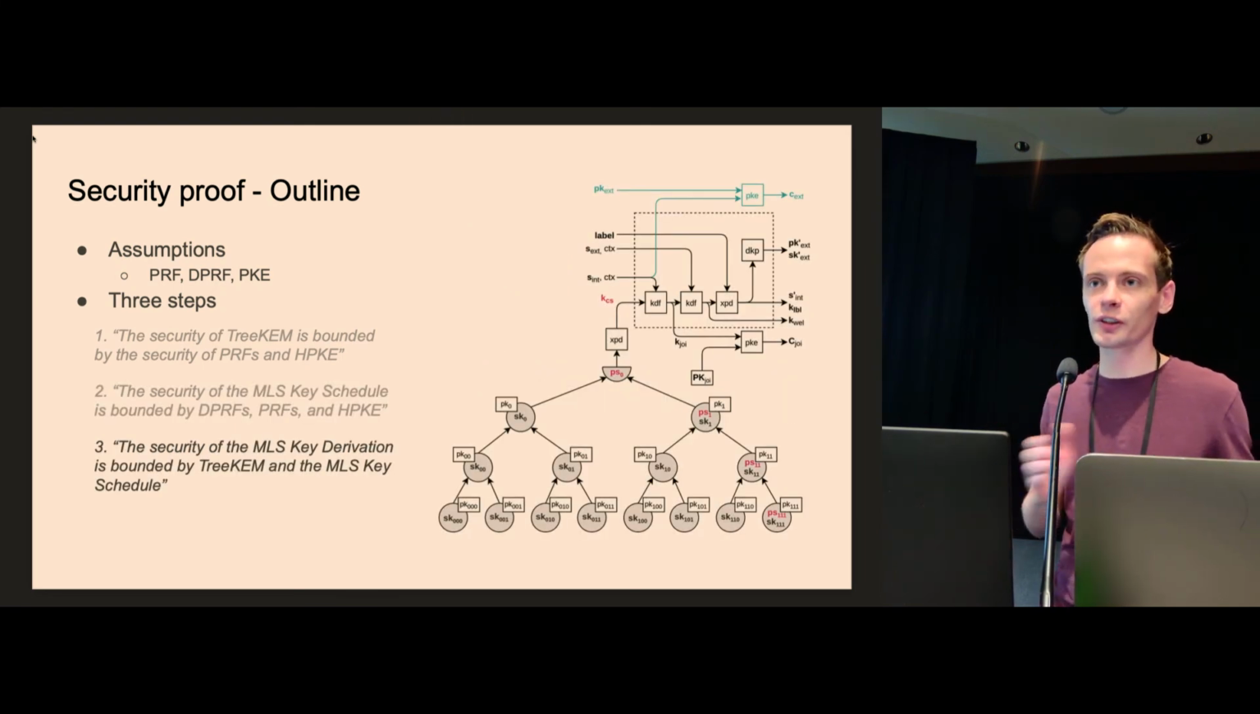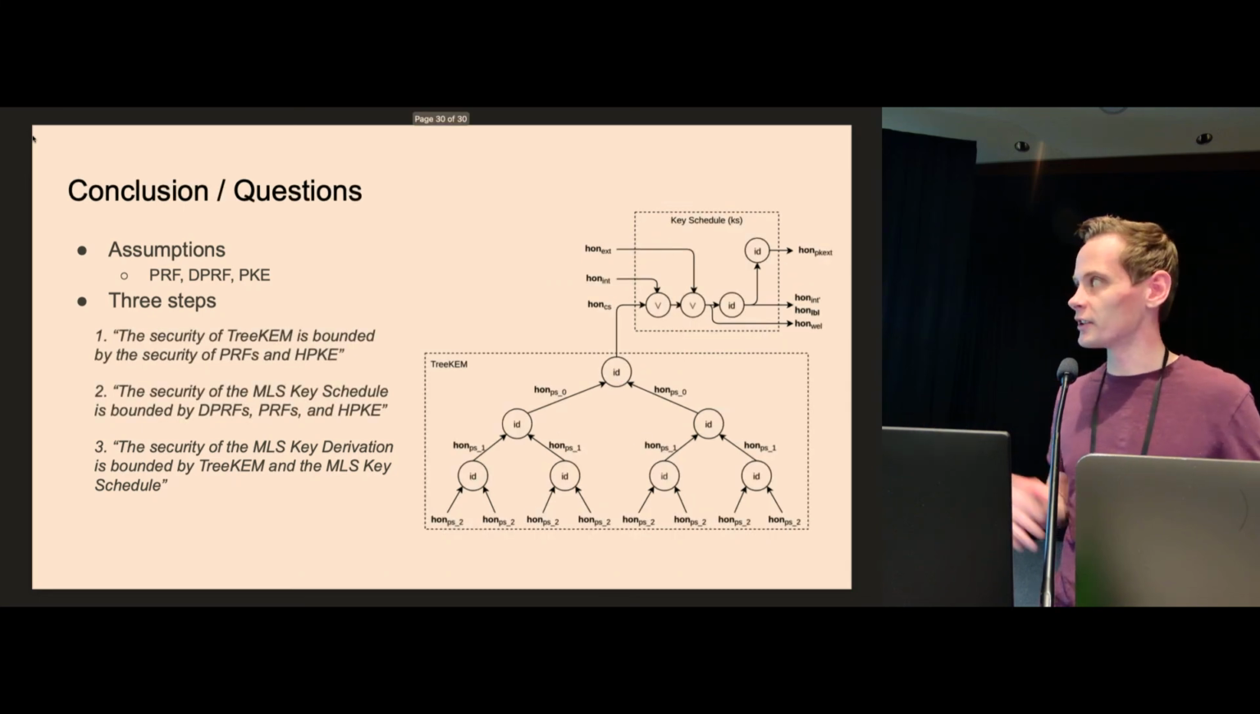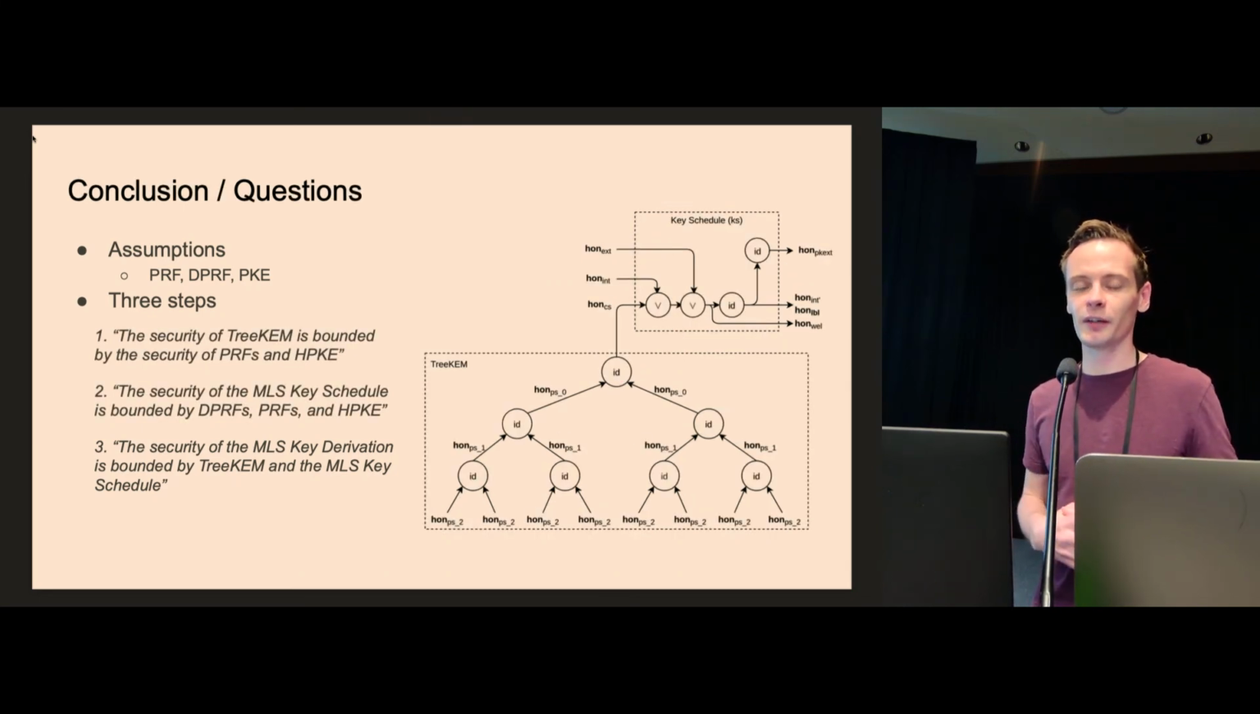And in the last step, we just combine these 2 results to show that the overall key derivation provides the security guarantees that we can see in the honesty graph. That concludes my presentation. I'd be happy to answer any questions.